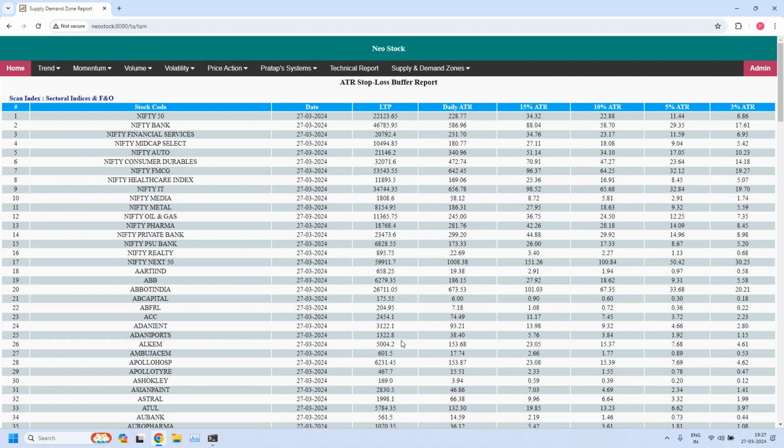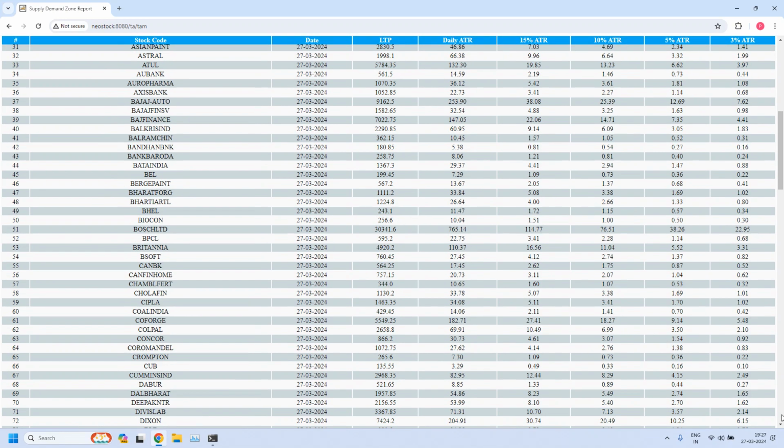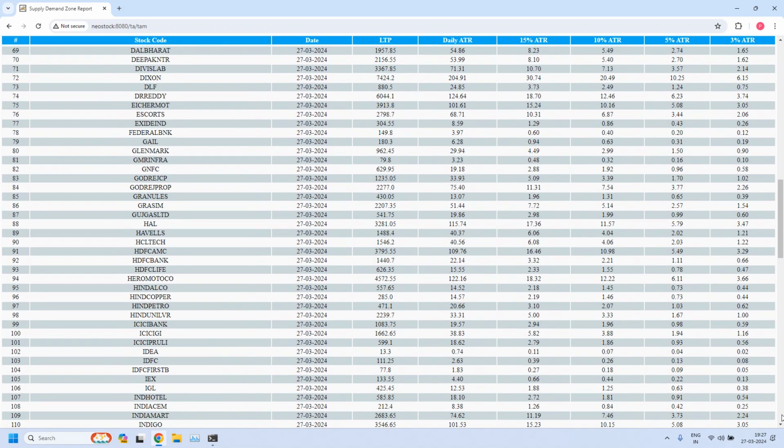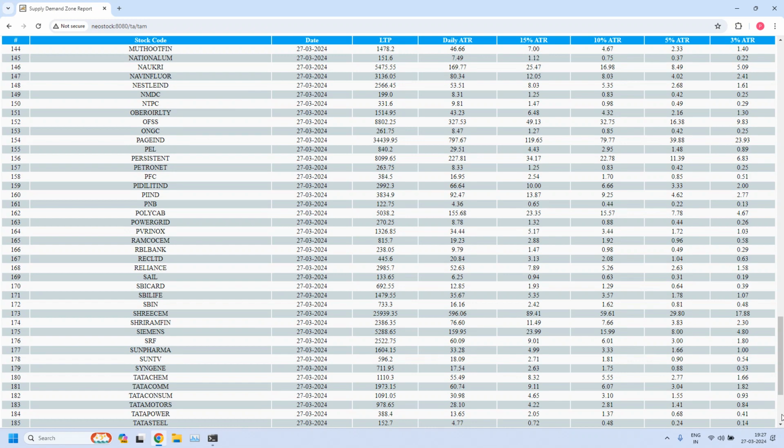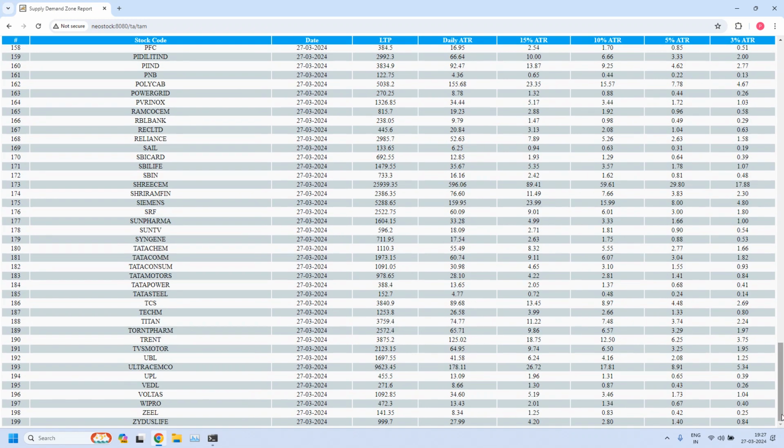So what I do, I will scroll this list down. The first 17 in this list are indices, remaining all are equity stocks but listed in F&O segment. I keep on scrolling this list down by giving you few seconds in between. So what you need to do, you need to pause the video if you want to refer to any particular stock. So I am scrolling down. So these are all the stop buffers.